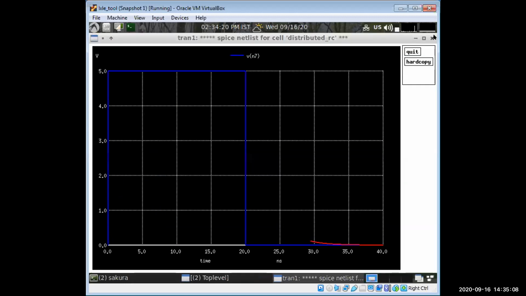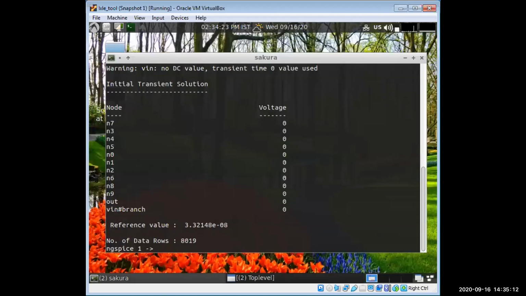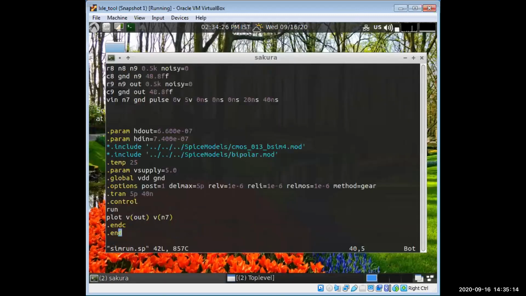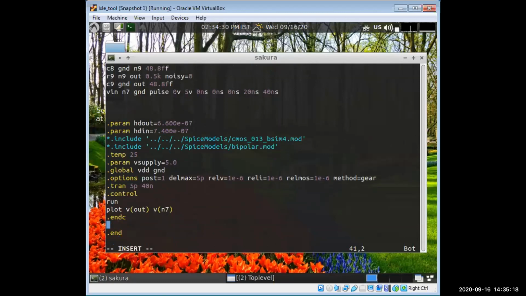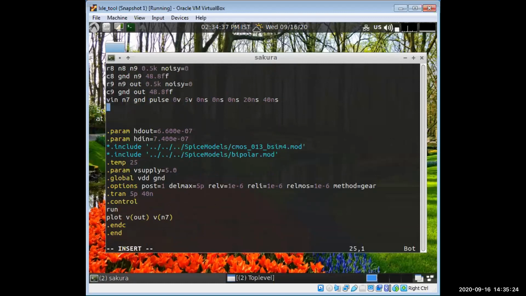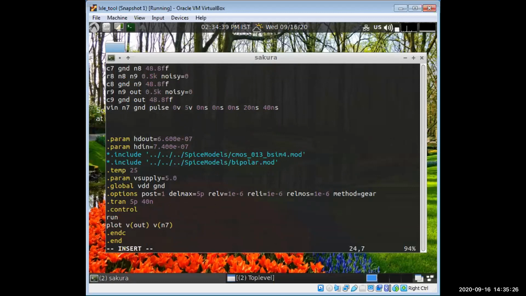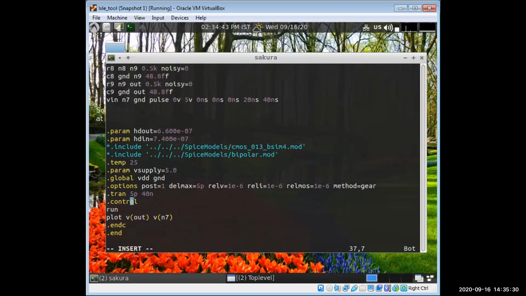Now let's do the .measure one. Go to that and do the .measure. Why have you taken that measure at N7? Just N7, I said. The pulse voltage source is given at node N7. Let them think why it is N7.